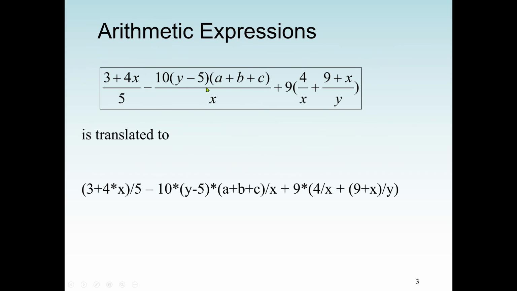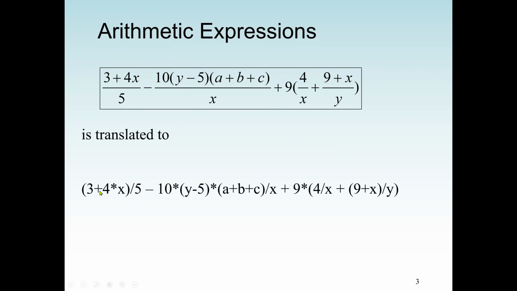parenthesis y minus 5, a plus b plus c over x plus 9, 4 over x plus 9 plus x over y, parenthesis. So what we're trying to say is that here we have the standard expression in college algebra, or algebraic expressions. In mathematics, this is how an expression will look. But in Java, we need to translate it into this form.